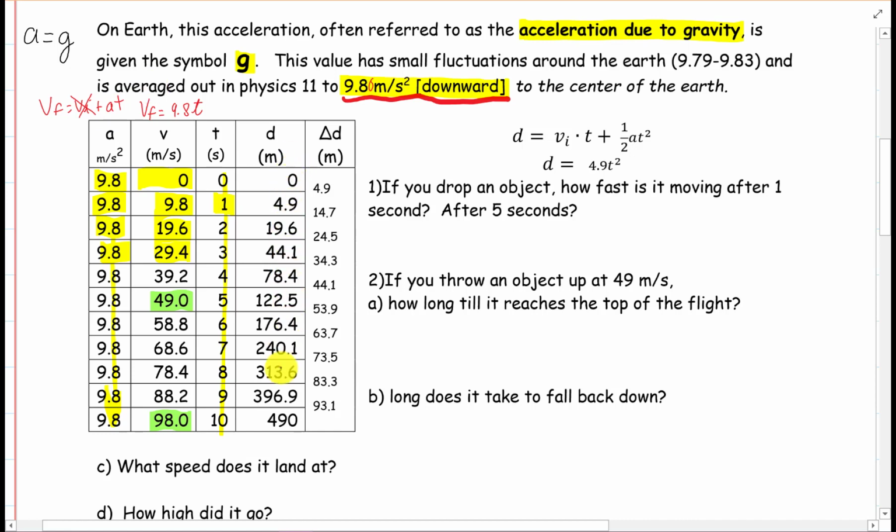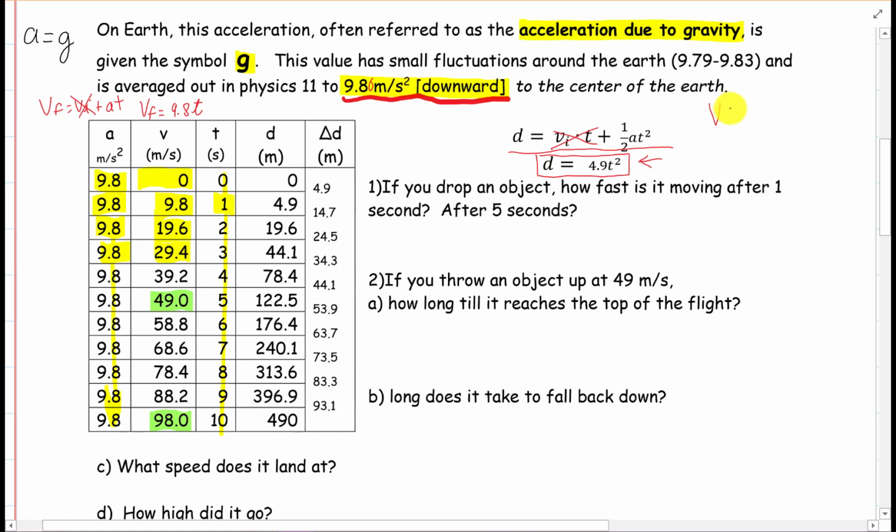How far has it fallen? That is calculated by this formula: d equals vi t plus 1/2 a t squared, but this term is gone. That's a 0. And 1/2 a is just 4.9. So we end up with a very trivial formula for if you drop an object near the surface of the Earth, how far has it fallen. Now, do you want to memorize these things? Probably not, because there are other formulas that we have to worry about as well.